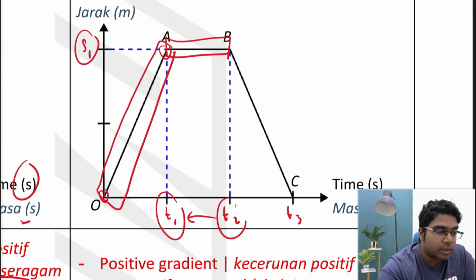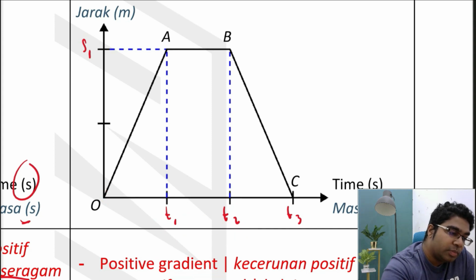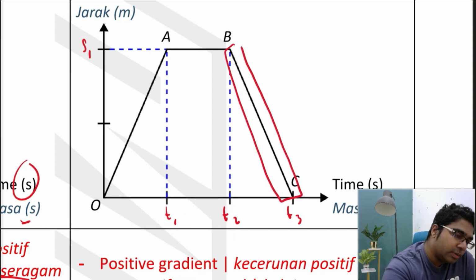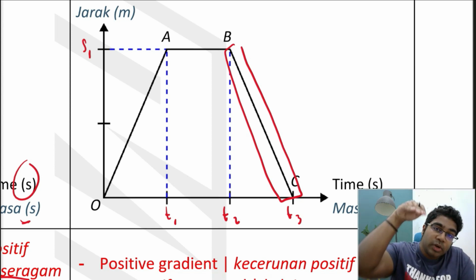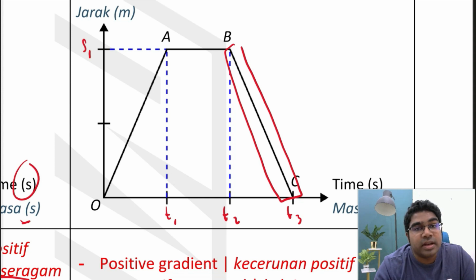Okay, sekarang tengok dari B ke C pula. This is new. B ke C, kita belum tengok lagi. So, B to C, kita tengok kecerunan dia menurun ya. The gradient is going down. So, it's a negative gradient. Kecerunan ini adalah kecerunan negatif.